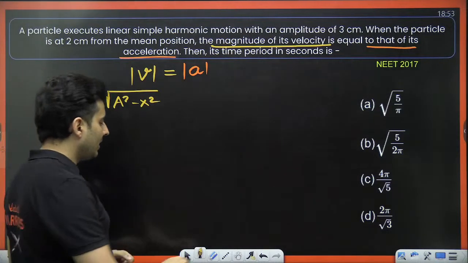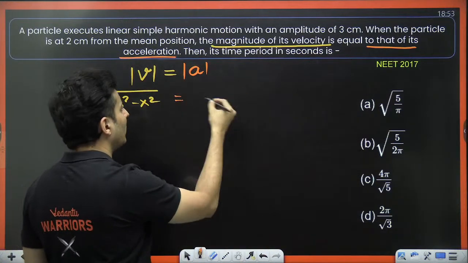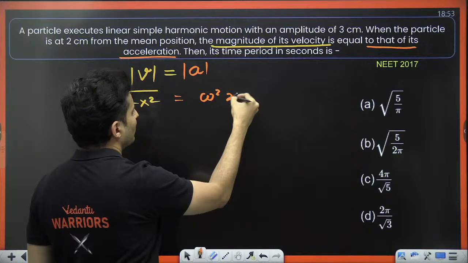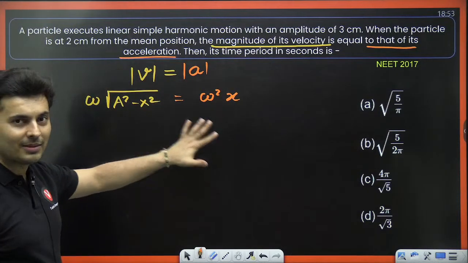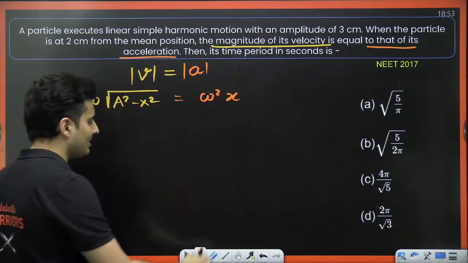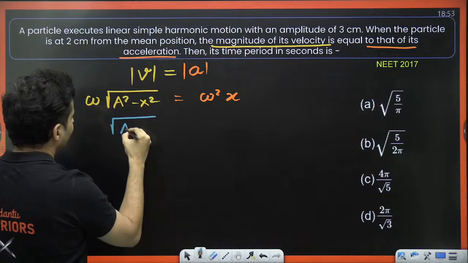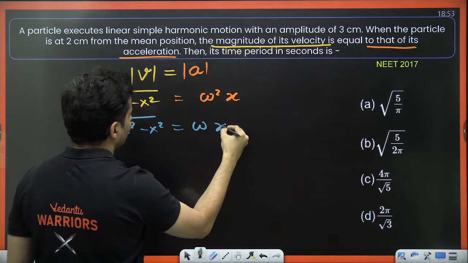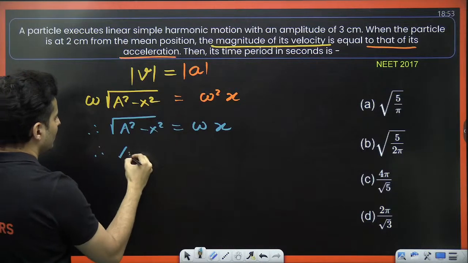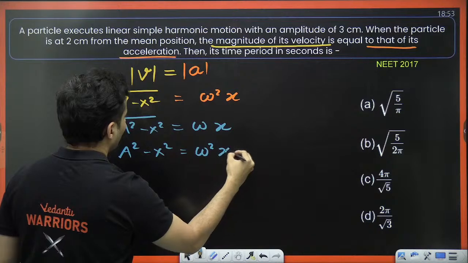Okay. Then what about acceleration? Don't bring time. Think, is there some equation which you already know? Yes, it is omega square x magnitude wise. Wow. Now omega gets cancelled and I think we'll be left with something. So root of a square minus x square will be omega x. Square both sides. So a square minus x square will be omega square x square.